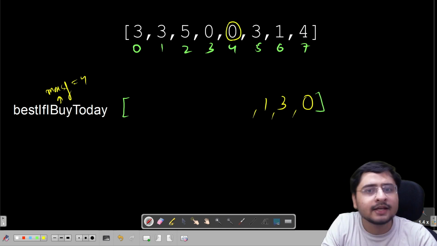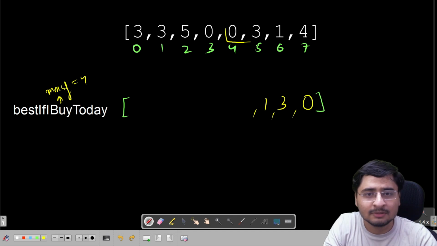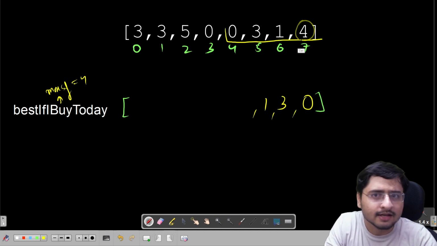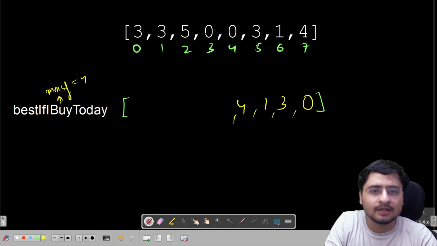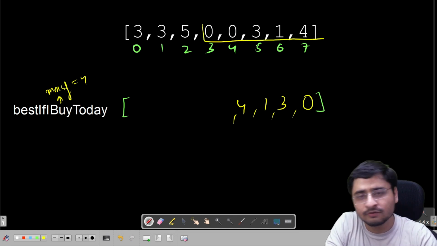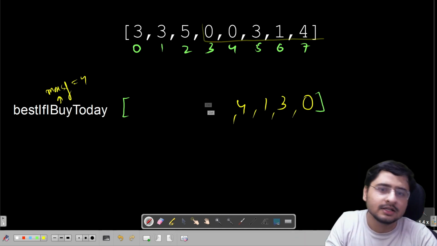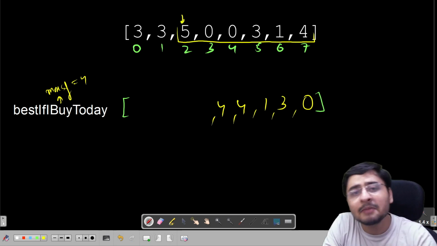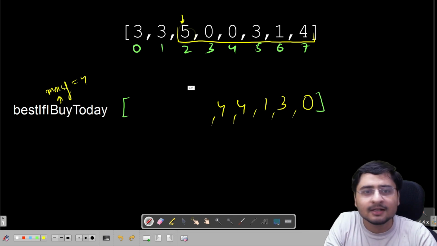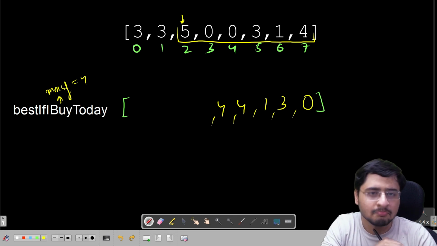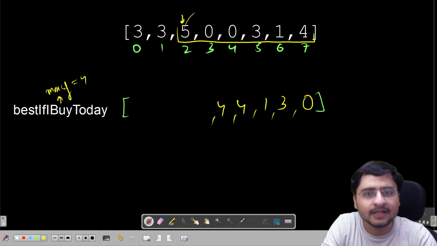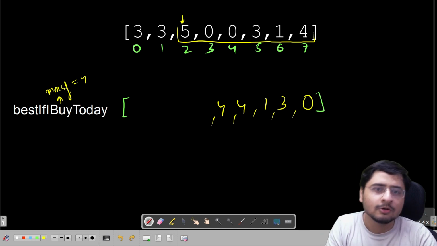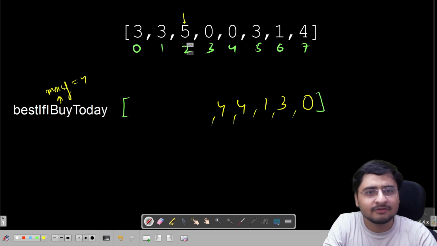Again, if I'm forced to buy here, what is the maximum I can sell on? 4 again, right? So 4 is the profit. If I'm forced to buy here, what is the maximum of all of these where I want to sell? It is 4. If I want to buy on this particular day, what is the maximum? It is 5 only, because I can buy and sell today itself, then only I'll be able to break even. Otherwise, if I buy here and sell here, I'll be in loss. So the best place to sell is this place itself.